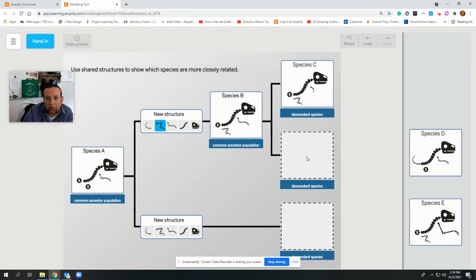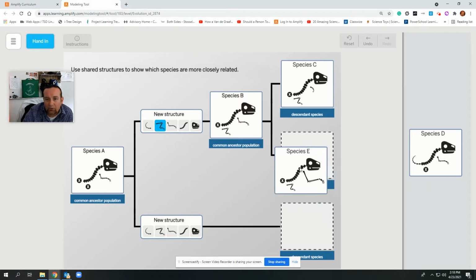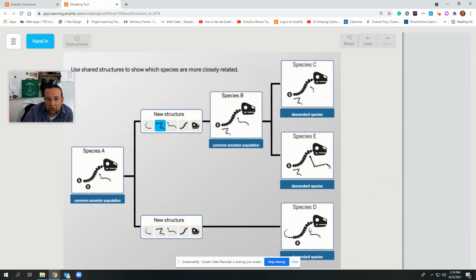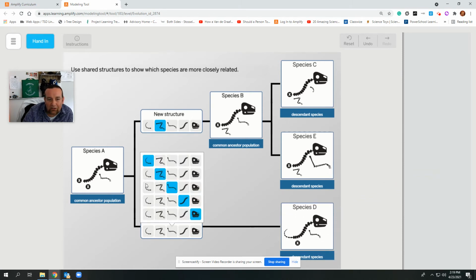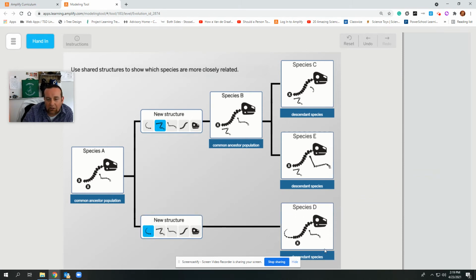Oh, we've got to do the split here. So here's our other one with no tail. We're going to put that one in there. Notice we've got our hind legs as our new structure at this juncture. So that would leave just this one to go here, and that would mean that it looks like our new tail is the new feature of this critter.